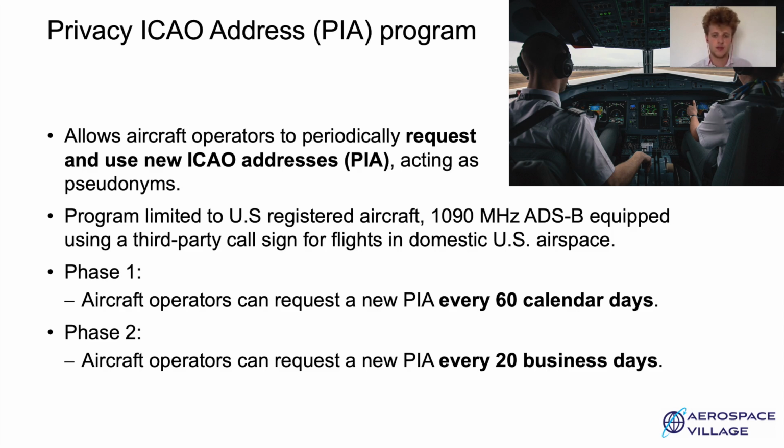In the first phase of the program, the FAA will monitor the program, and a new Privacy ICAO address, or PIA, can be requested every 60 calendar days. And in the second phase, the program will be transitioned to third-party call sign providers, and the PIA change frequency will go down to 20 business days, or 28 calendar days, approximately.